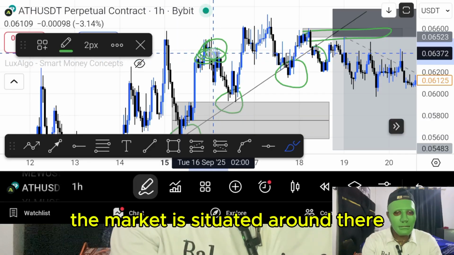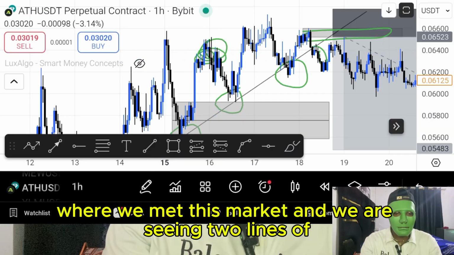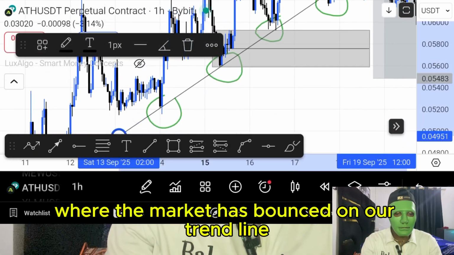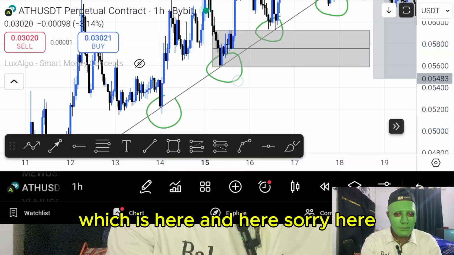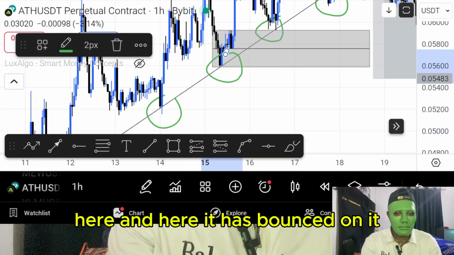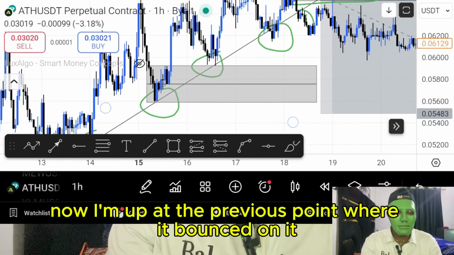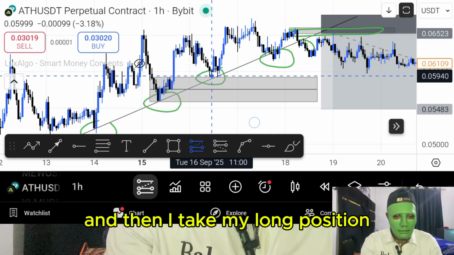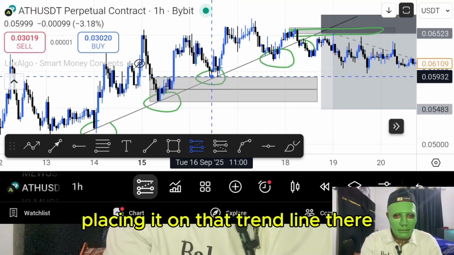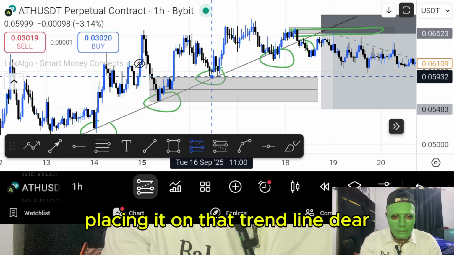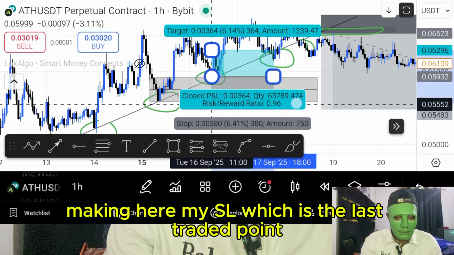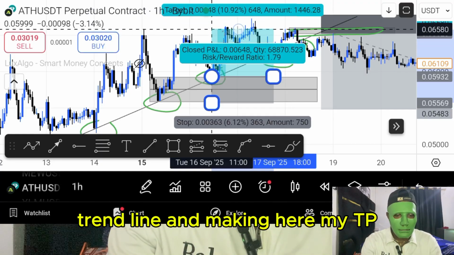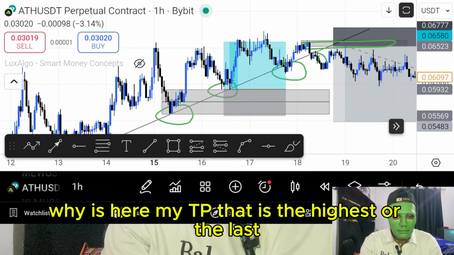The market is situated around there where we met it, and we are seeing two points where the market has bounced on our trend line, here and here. Now I map out the previous point where it bounced, expecting the market to retest that point, and then I take my long position, placing it on that trend line, making here my SL, which is the last traded point that landed on that trend line, and making here my TP.